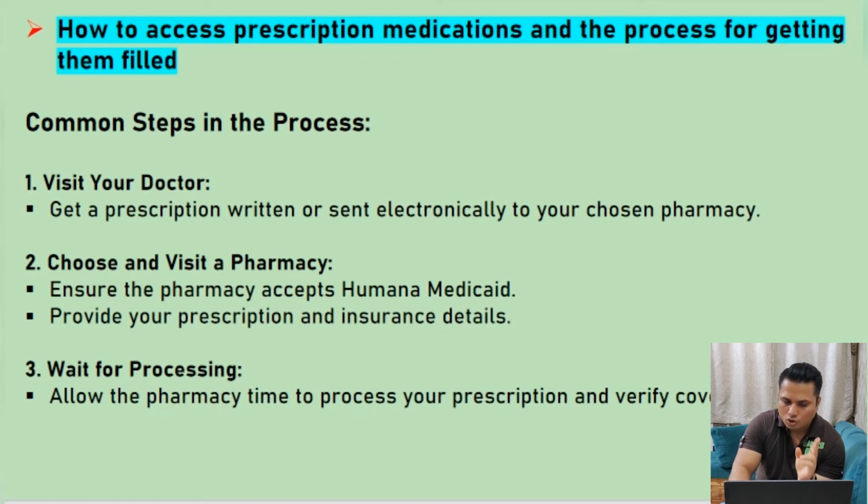Number two, choose and visit a pharmacy. Ensure the pharmacy accepts Humana Medicaid. Provide your prescription and insurance details. Number three, waiting for processing. Allow the pharmacy time to process your prescription and verify coverage.